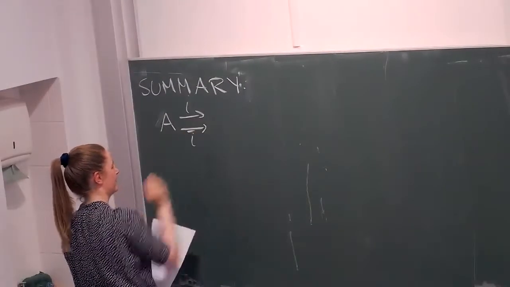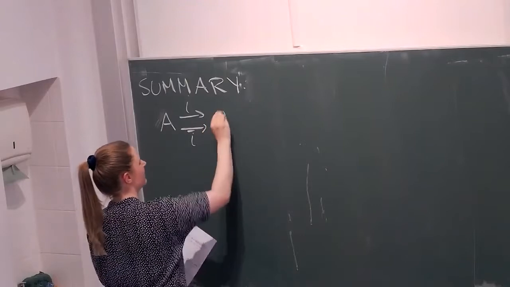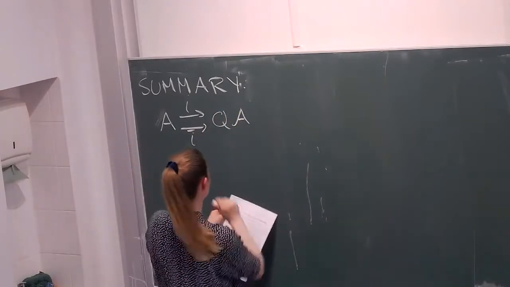Okay, so let me summarize just a bit of this. We call this quasi-homomorphism A, this universal quasi-homomorphism.